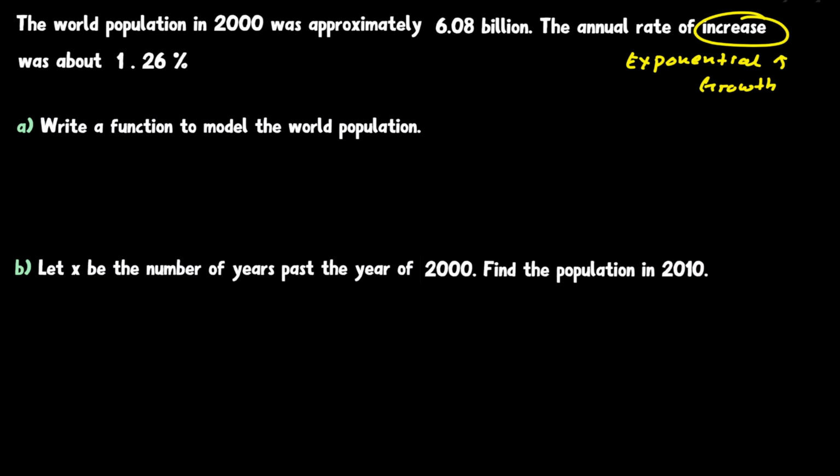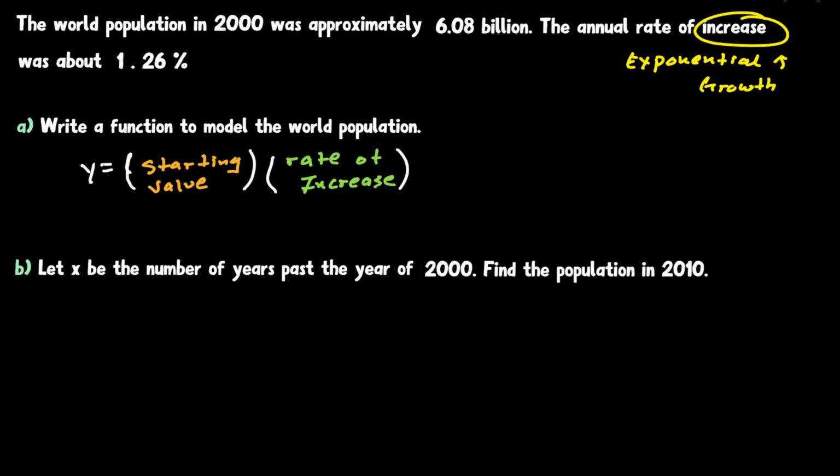The first thing that we want to do is write down a function that will model the world population. Any exponential function will have the following form: y equals the starting value times the rate of increase or decrease, but in this case, we have an increase, all raised to the x. So now let's see if we can find this information.